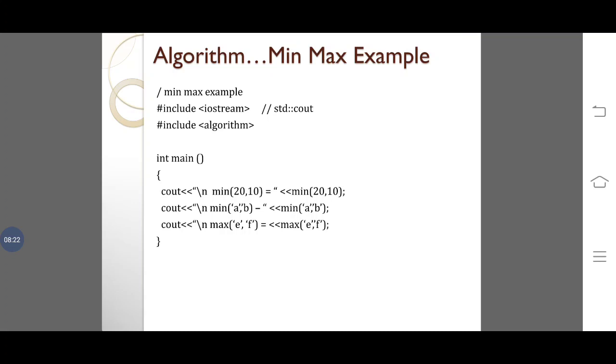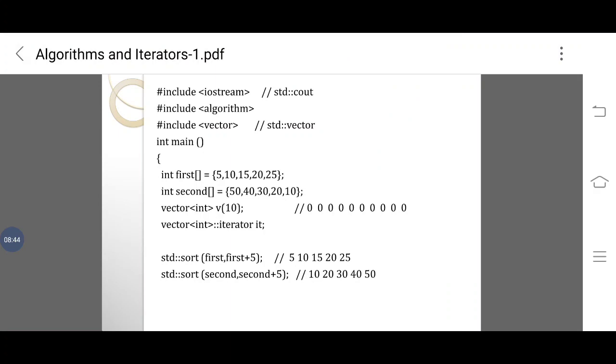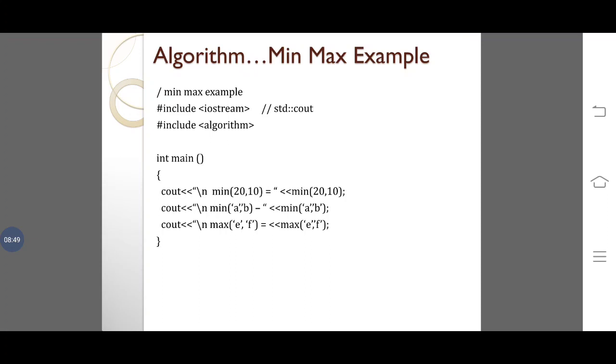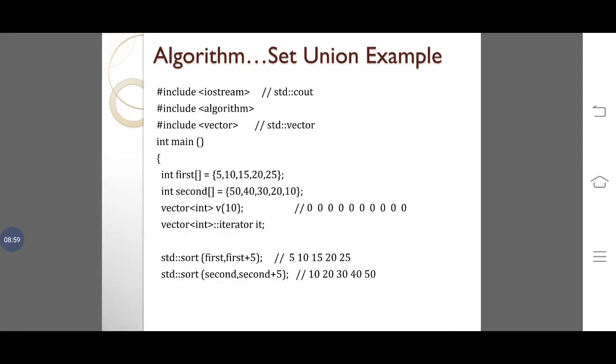Now if I want to find the minimum and maximum, I use the algorithm header directly, with the min function and max function. If I write min(20, 10), it will give me the minimum value, that is 10. Similarly min(a, b), and again max(e, f), so accordingly it will display the output. Here we observe that for min(a, b), the minimum is b, so it will return b. For max(e, f), e is the max, that is why it is going to return e. So accordingly the min and max algorithms can be used.